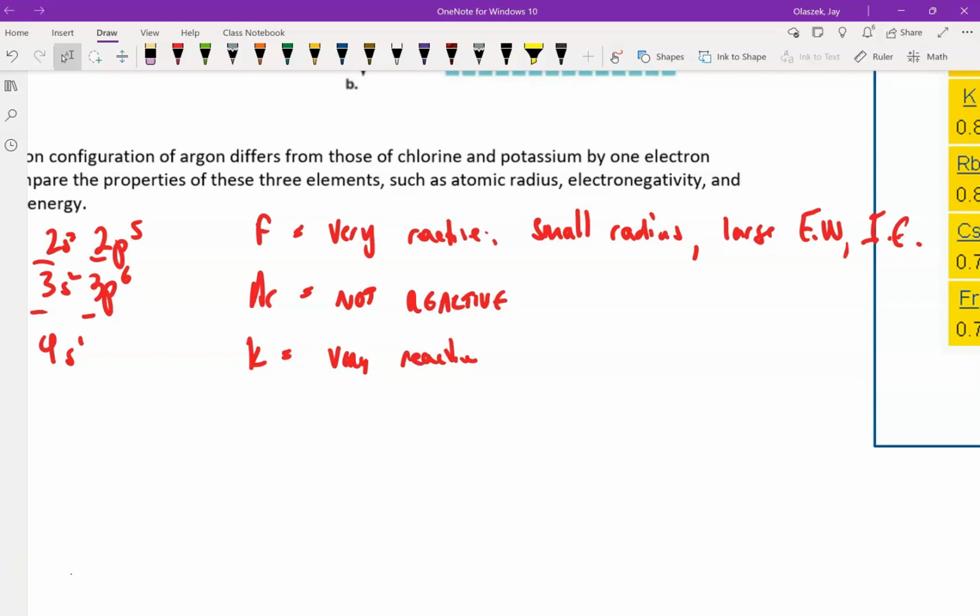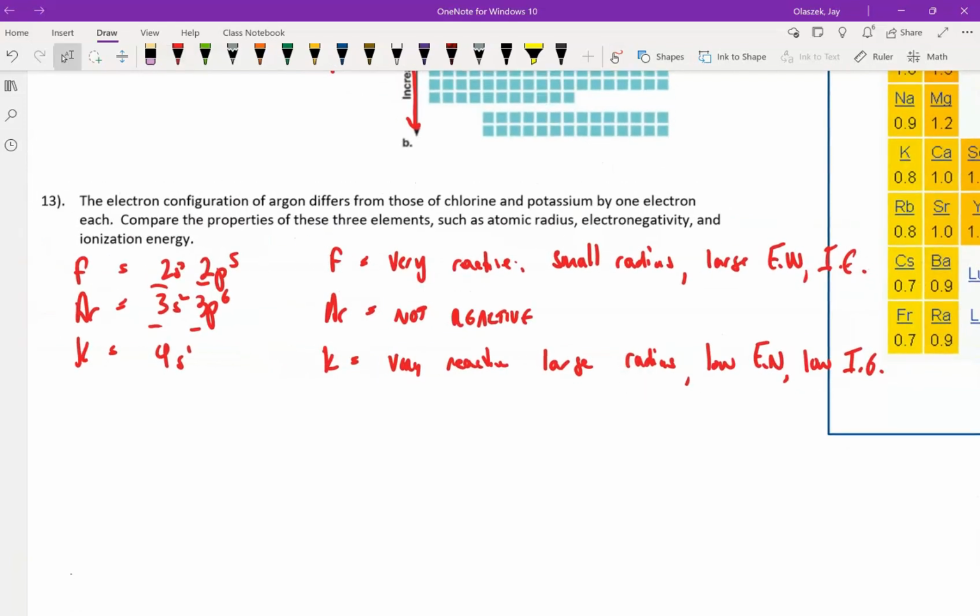It doesn't have any. But what we know about potassium is that it has a large radius, and that makes it have low electronegativity and low ionization energy. That means it's not very difficult to remove an electron, so it's very eager to react. That's all we're doing. All right, good luck on the test tomorrow.